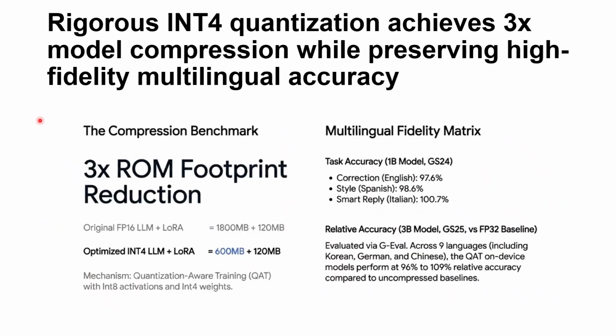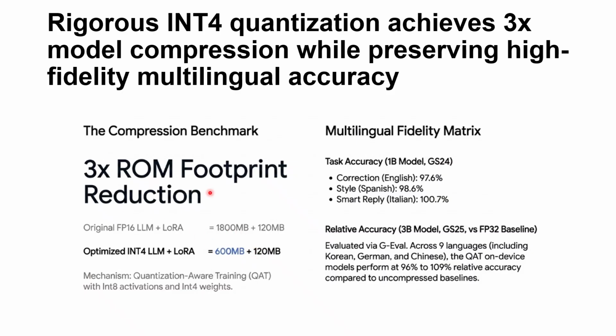Finally, coming to quantization schemes, we used INT4 bit precision for weight quantization and INT8 bit precision for activation quantization, and this reduced the ROM by 3x. The floating point model is around 1800 MB, which is about 1.8 GB, and the quantized INT4 LLM is around 600 MB. So we got a ROM reduction of 3x.